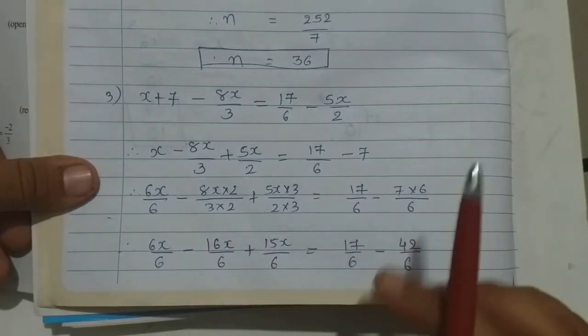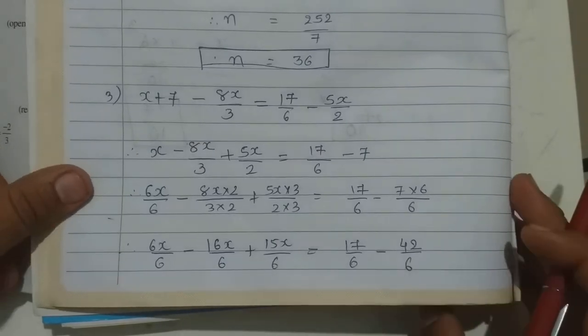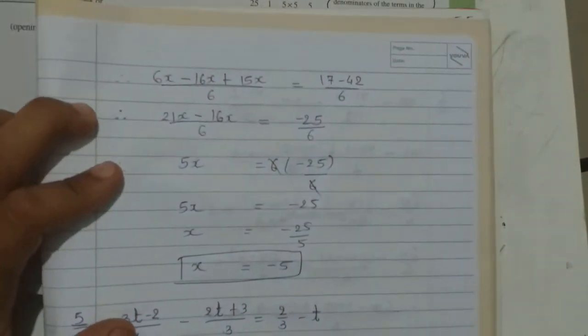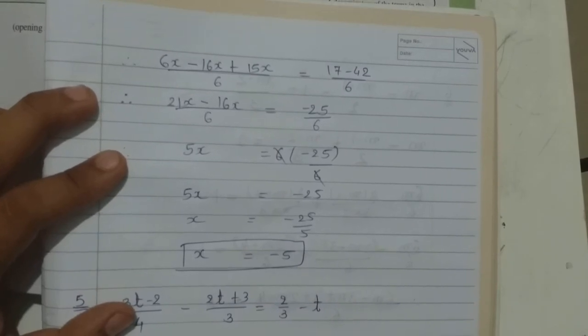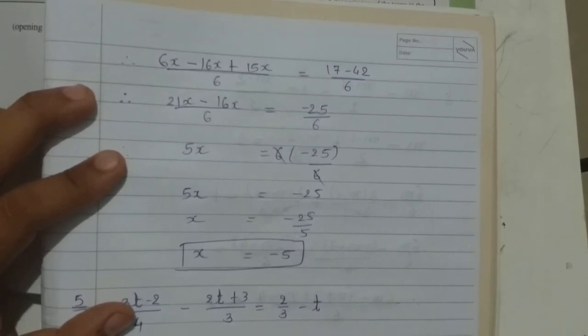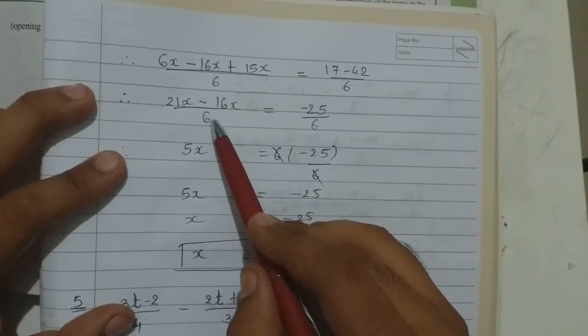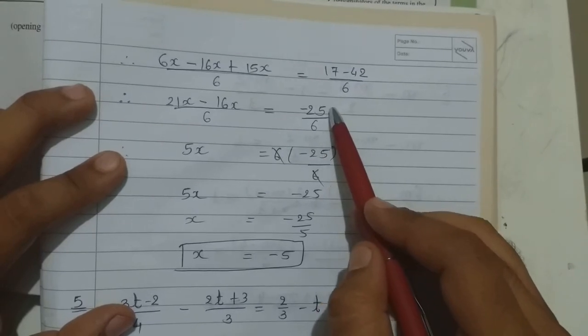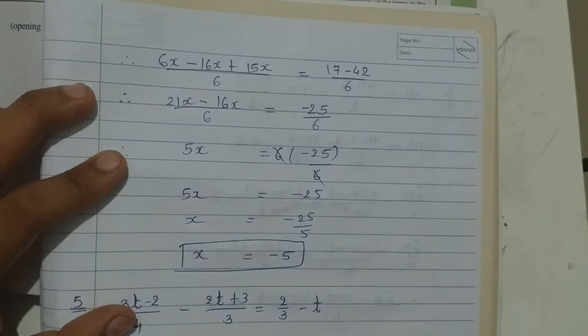Now on both sides we have the same denominator, 6. Let me take the denominator as common. So 6x minus 16x plus 15x upon 6 is equal to 17 minus 42 upon 6. If you solve it, you will get 5x is equal to, so this 6 goes over here in multiplication with 25, and this 6 and this 6 will cancel. So 5x is equal to minus 25.